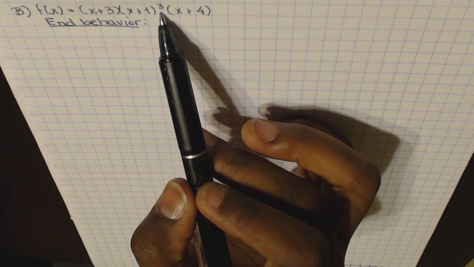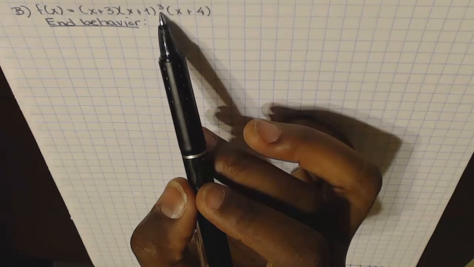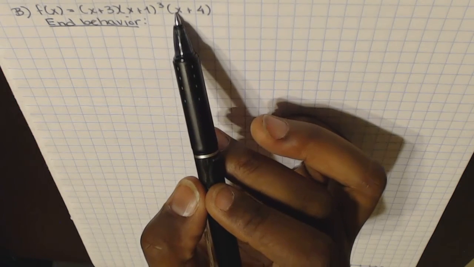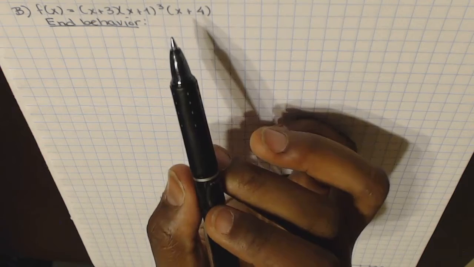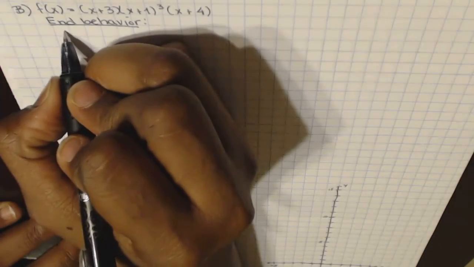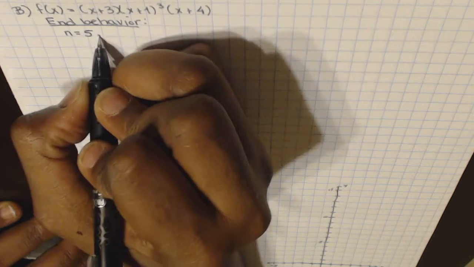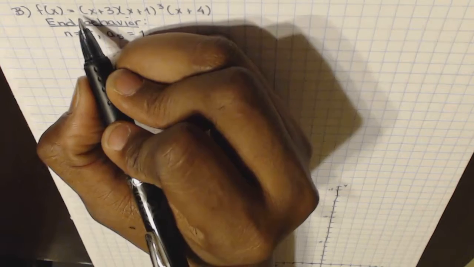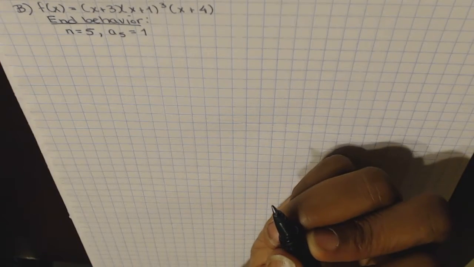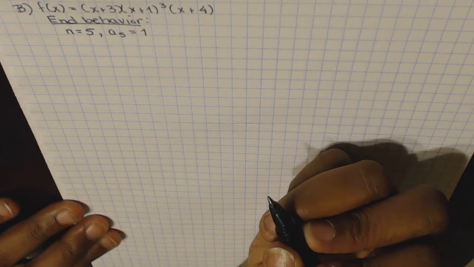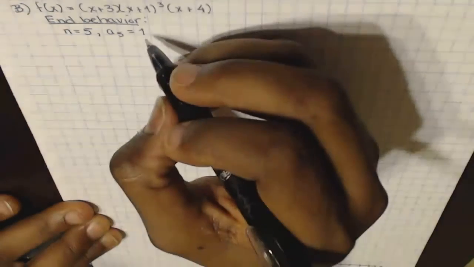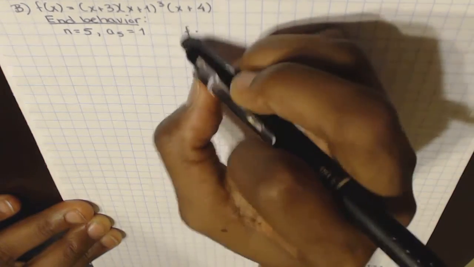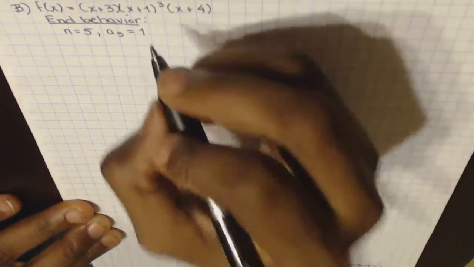I have 3 x's here because my expression is quantity cubed, so that's 3 x's. There's 4 x's and 5 x's. So my highest power is 5. So my degree is 5. The leading coefficient is 1 because that's what's in front of the first parenthesis. There's nothing there, so it's a 1. So my graph will fall to the left and rise to the right.